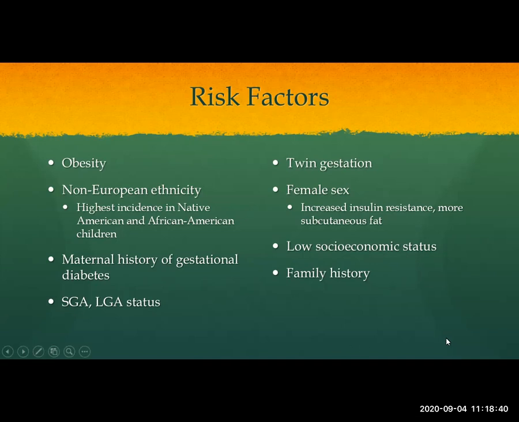Female children tend to develop type 2 at a greater rate than male children, and it's thought to be because, for whatever reason, they have an increased rate of insulin resistance, just because of the general body shape differences. You can have more subcutaneous fat development as well, so that's why. Low socioeconomic status is also a risk factor, because depending on where they live, they may not have access to healthy food options or ways to exercise or the usual things that we tell people to keep healthy. And then family history, of course, is also a risk factor.